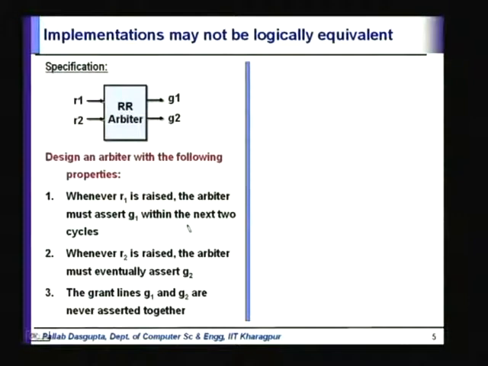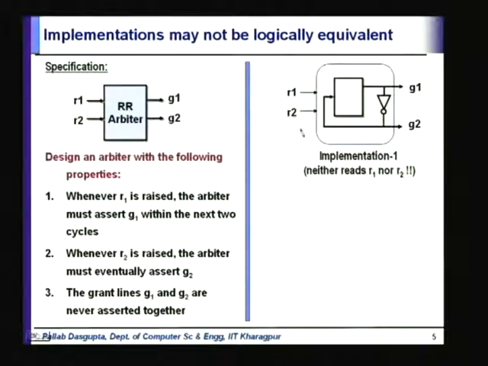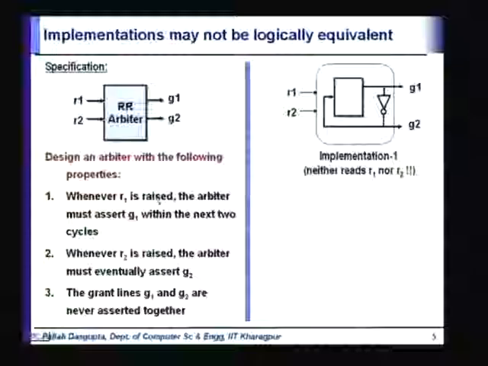Now, look at this implementation. What we are doing in this implementation is giving G1 and G2 grants in alternate cycles. In one cycle, we are raising G1 and lowering G2. In the next cycle, we are raising G2 and lowering G1. The funny thing here is that R1 and R2 have become inconsequential. We are not even reading them. What does that mean? That means that the specification is not complete. There is something missing in this specification, because we could implement it without reading R1 and R2. Surely that was not intended.